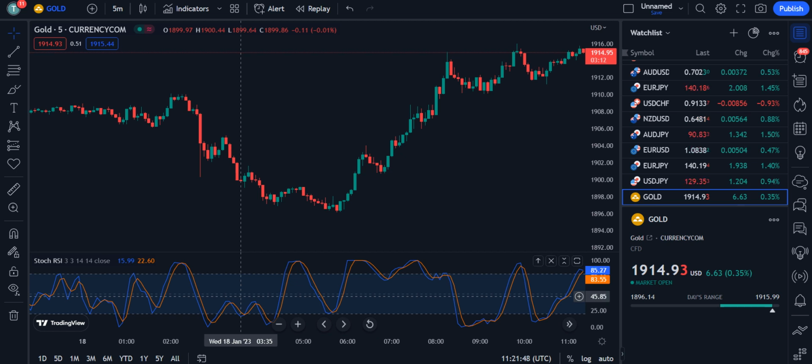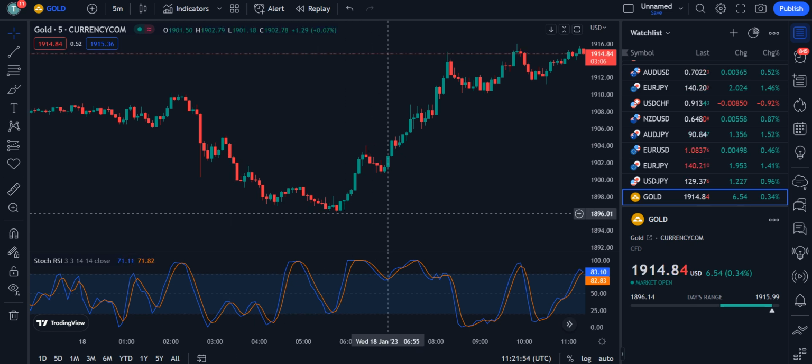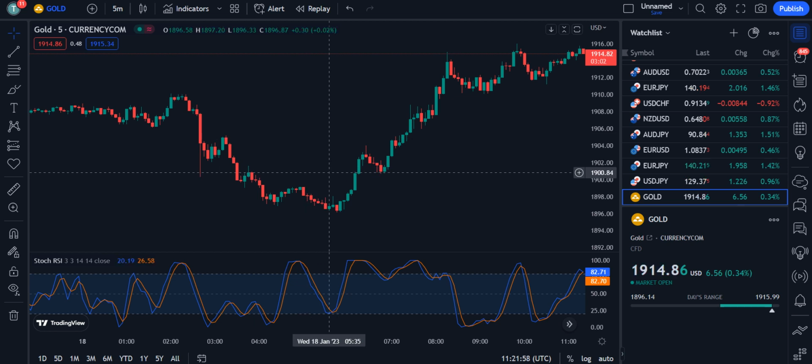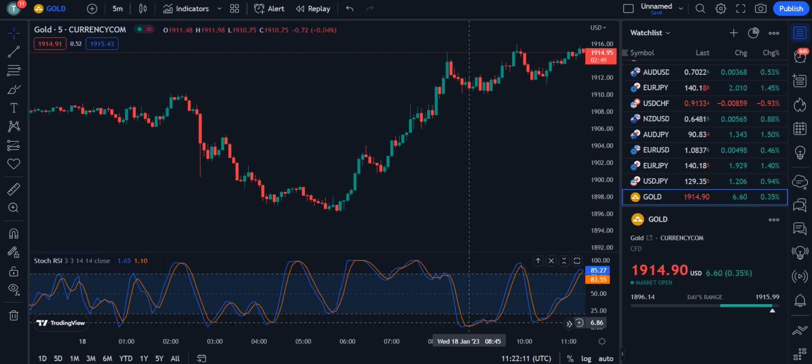One more thing that I want to tell you is what stochastic is. Basically, stochastic is a short-term momentum indicator that is very similar to RSI, and it compares the current close to the highest and lowest close during a particular time.